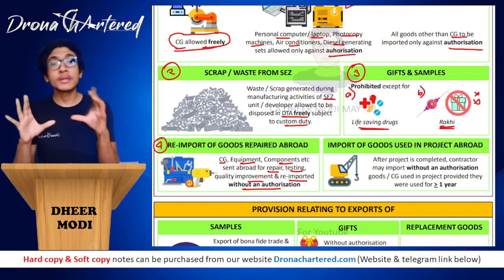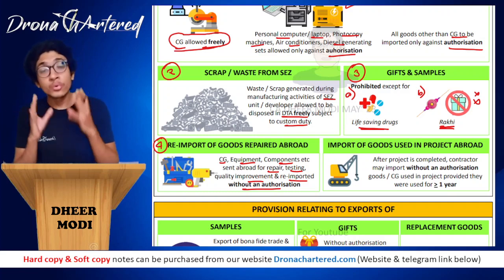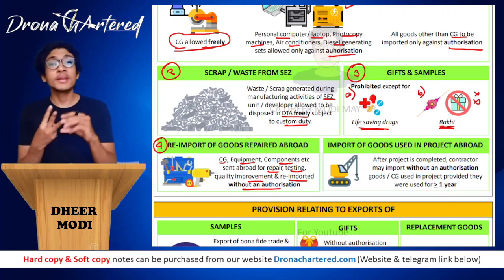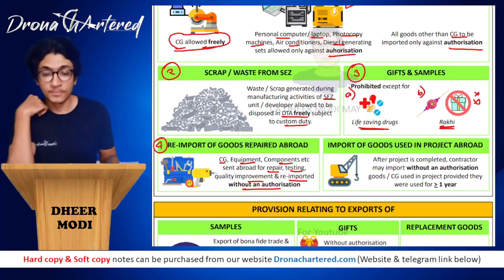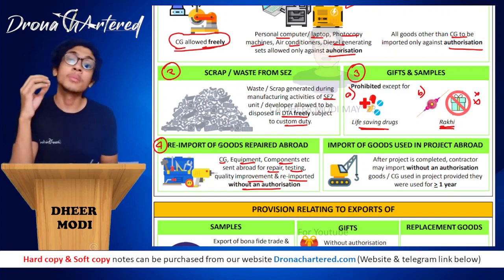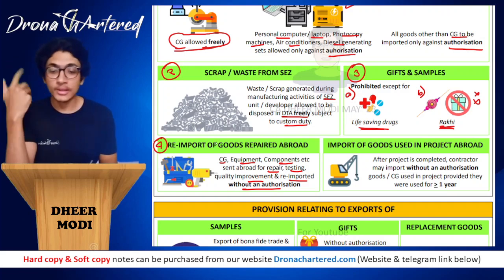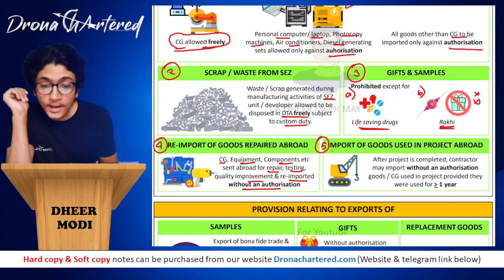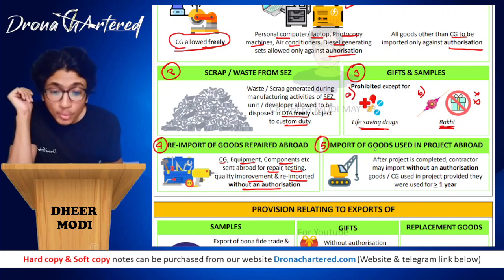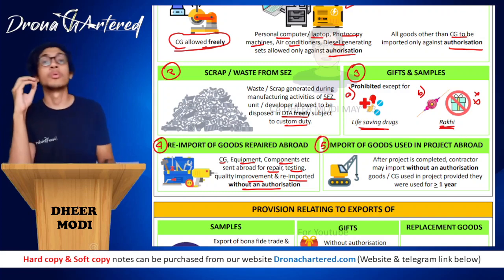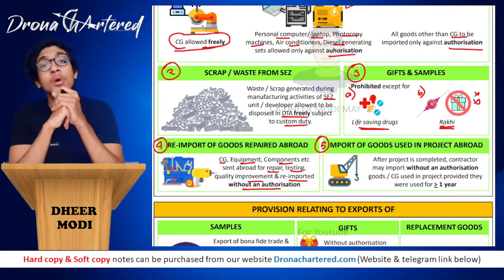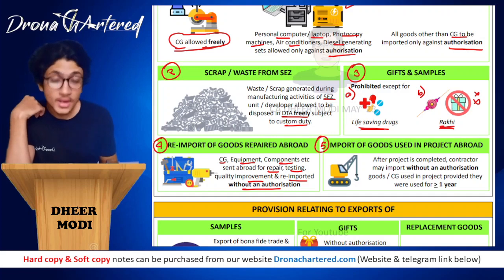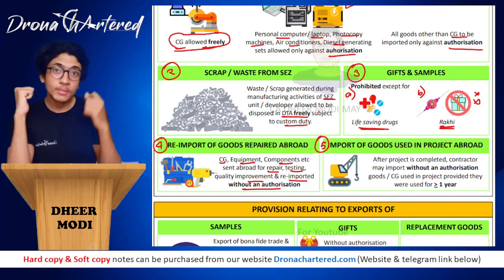Okay. So this entire thing that we are doing, we are only doing to study against which things are allowed, which things are prohibited, and against which things require authorization. Okay. So re-import of goods repaired abroad, you do not need any authorization, which means it can be imported freely. And last is your import of goods used in project abroad. So any project was undergoing outside India, so you send goods from India to outside India. And then when the project is over, you are again importing the goods in India.